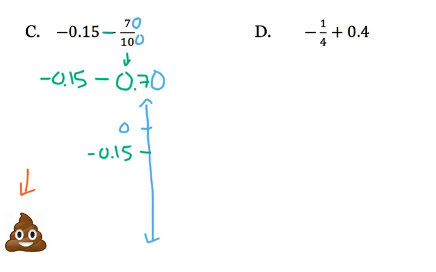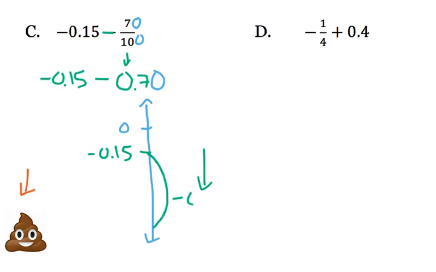Subtraction means that we're going to go down. So we're actually going away from 0. We're going down past it. So in a way, the numbers are going to look like they're going up, even though we're dropping further and further down.